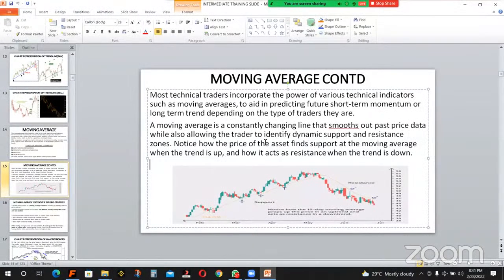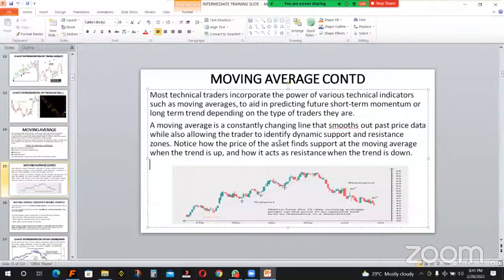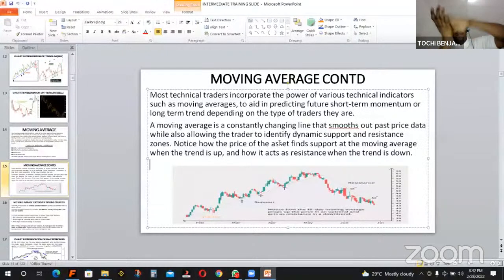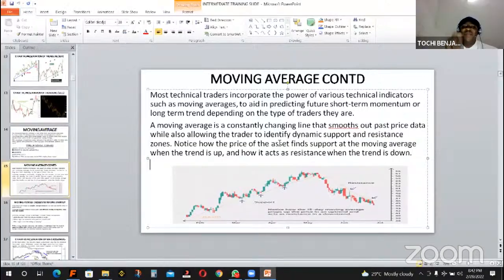Now, we said moving average serves as dynamic support and resistance. What it means is that if the price is on top of the moving average, that moving average is serving as a support. And remember, we said support is a place where you need to buy, and resistance is a place where you need to sell. That is what we said when we discussed support and resistance.